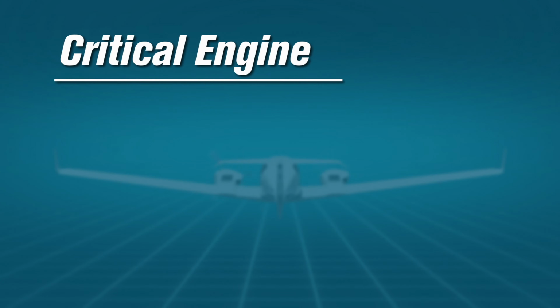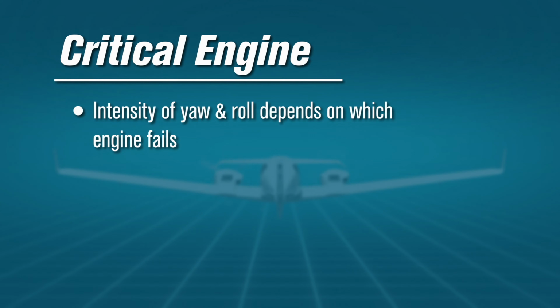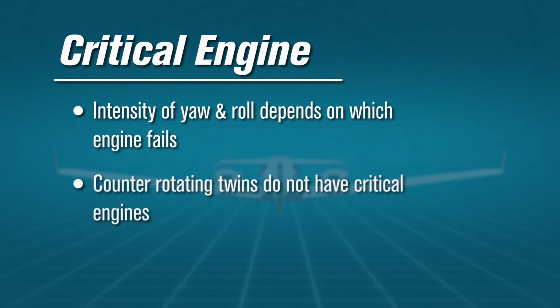In certain multi-engine airplanes, the intensity of yaw and roll produced when a particular engine fails might be different than when the opposite engine fails. This is especially true in multi-engines with conventional rotating propellers. In multi-engines with counter-rotating propellers, the aircraft reacts the same regardless of which engine has failed.